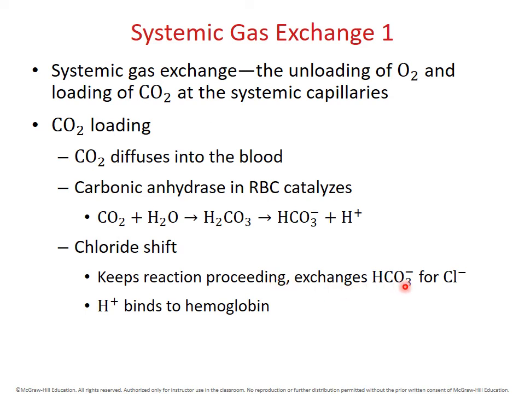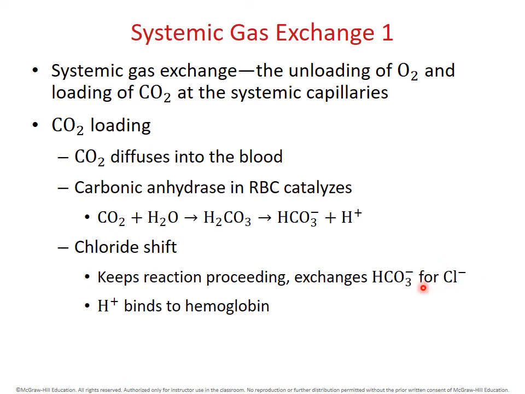What do we exchange for the bicarbonate? Well, we exchange something else that's got a negative charge. So in other words, we're trying to replace the negative charge that we're losing, and that ends up being the chloride ions. So for every bicarbonate that gets pumped out of the erythrocyte, we replace it with a chloride ion that we're bringing in from the plasma.